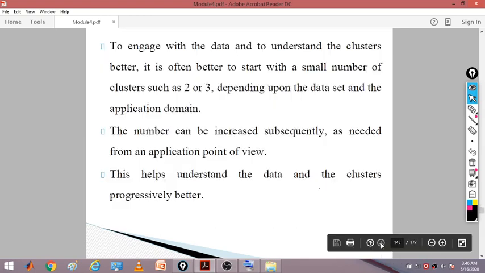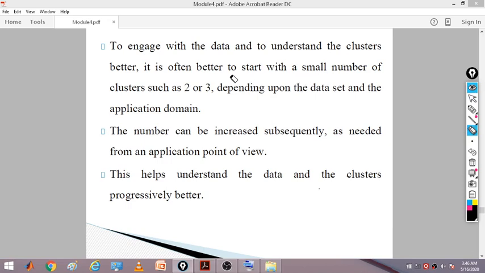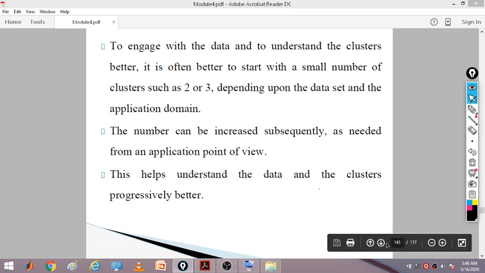To engage with the data and understand the clusters better, it is often better to start with a small number of clusters like 2 or 3, depending upon the data sets and the application domain. The number can be increased subsequently as needed from the application point of view. So start with a simple number, and if the need arises, you can increase it. This helps understand the data and the clusters progressively better.